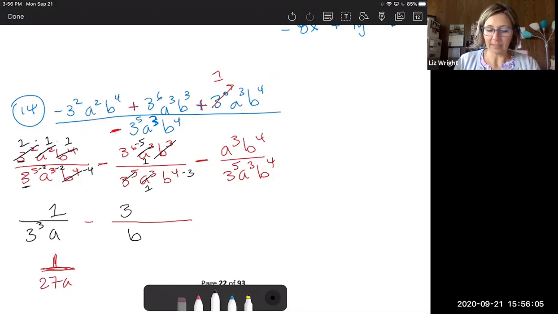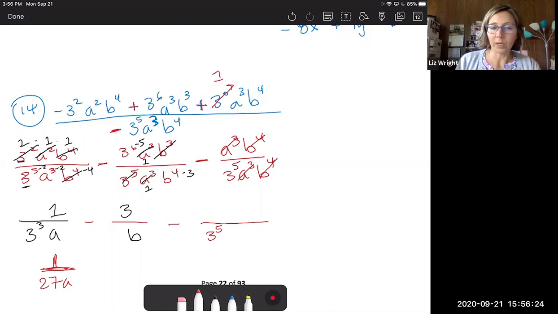So then in the next one, again, I'm going to shorten up my fraction bar. I've got negative, and then I'm just going to go ahead and put 3 to the 5th in the denominator for now. A to the 3rd and a to the 3rd are going to cancel out. B to the 4th and b to the 4th are going to cancel out because it's the same number over the same number. What's left in the numerator? Not 0, it's 1. So I'm going to have 1 over 3 to the 5th.